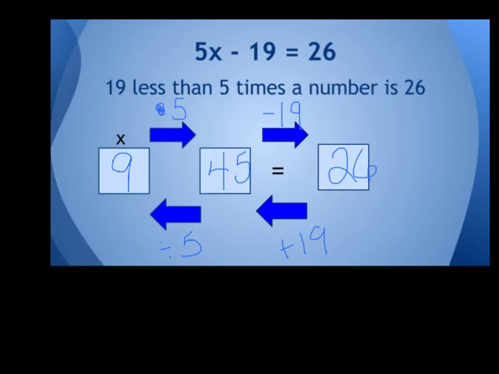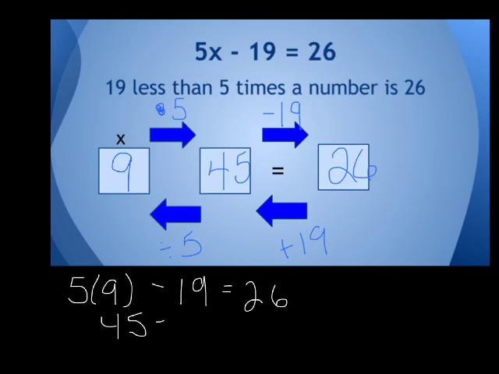Let's go back and plug it in to check. 5 times 9 minus 19 equals 26. 5 times 9 is 45. And 45 minus 19 is indeed 26. So we got it correct.